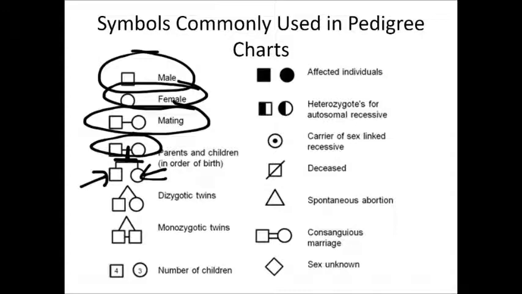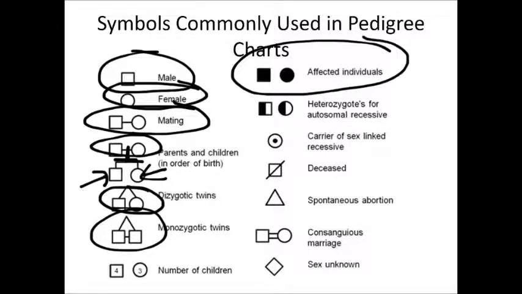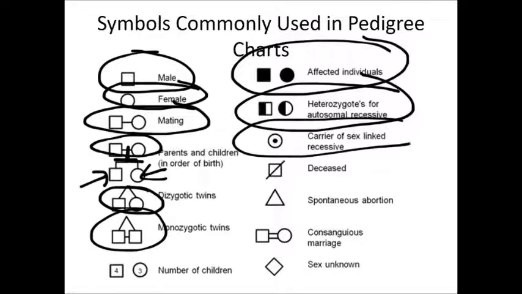Dizygotic twins, or we would call these fraternal twins, are shown like so. And monozygotic twins, or identical twins, are shown like this. If an individual is affected by a particular disease, and that's what the pedigree is set up to show, their shape is going to be completely colored in. If they're a carrier for the trait, oftentimes you'll see the shape half shaded, especially if it's an autosomal trait. If it's a sex-linked trait, or sometimes autosomal, you might also see carriers or heterozygotes shown with just a dot in the middle.